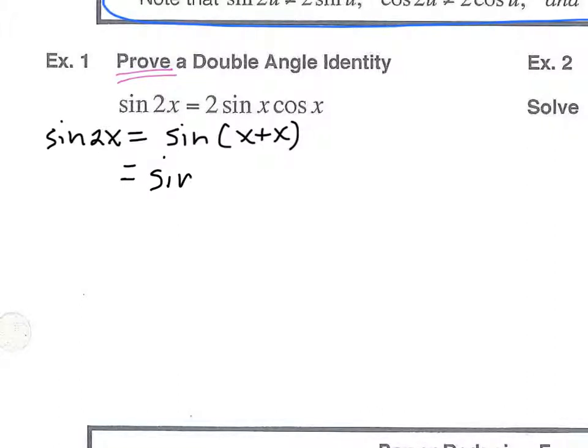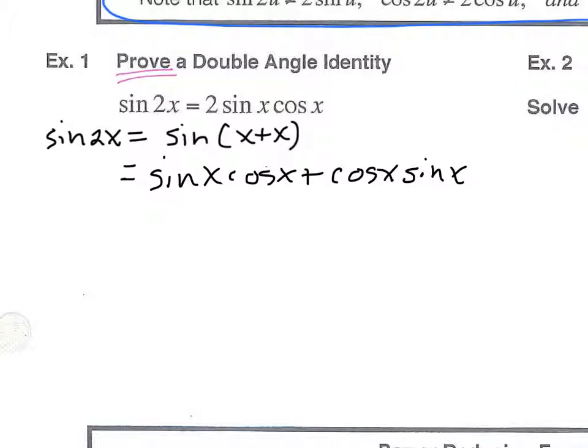There we go. Sine of x cosine. Oh, my writing is, this is how I got in trouble in the first place. Sine of x cosine of x plus cosine of x sine of x. Would you agree that that is an equivalent substitution?